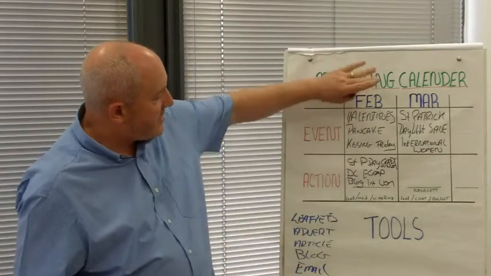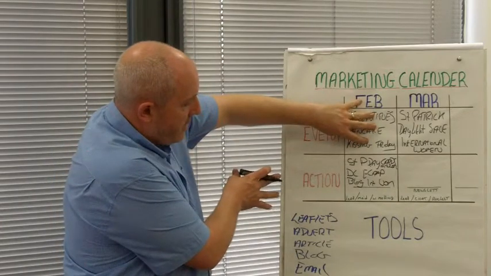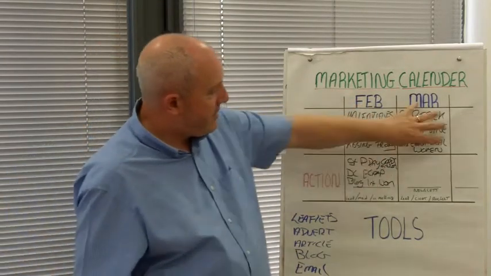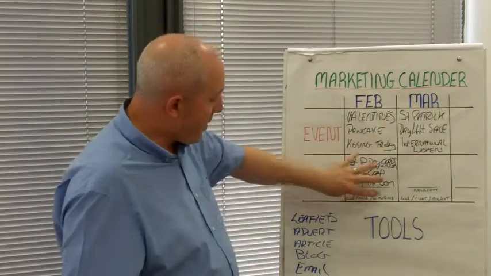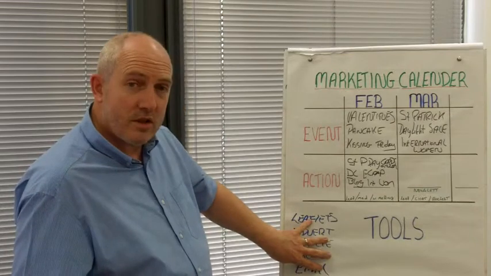So I have the events for February, which are coming up, which I would have prepared for back in January. I have my preparation for March, so I know what I'm going to do, and I know what tools I'm going to use in terms of doing it.